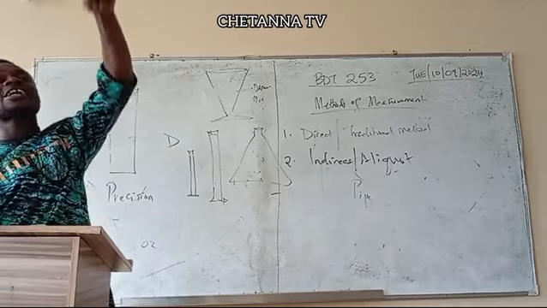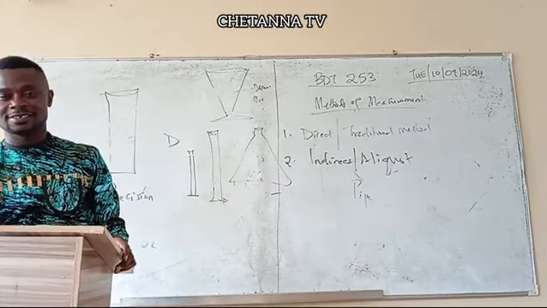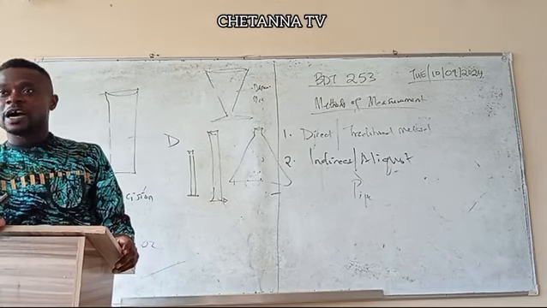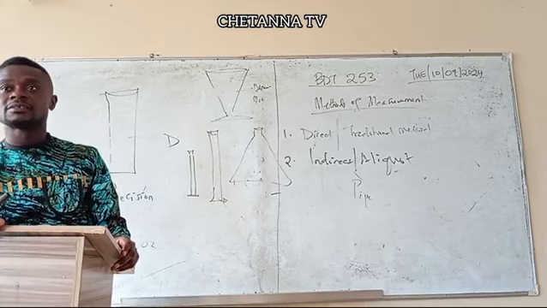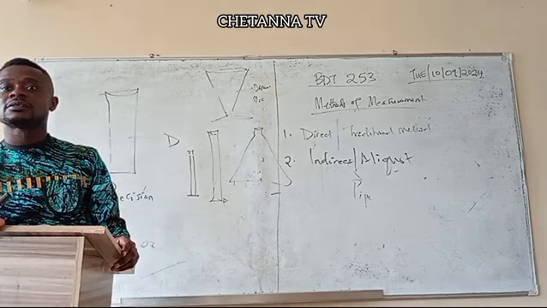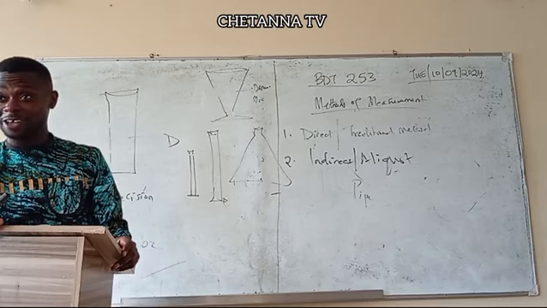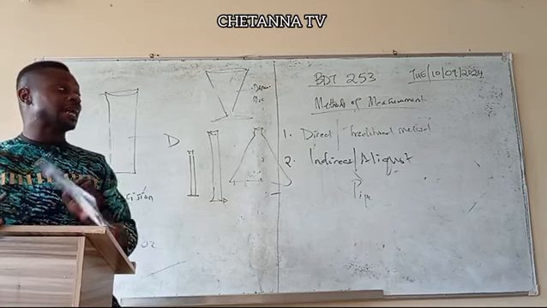Okay, only one person wants to answer. The right hand pan is for the ingredient. The left hand is for the weight. Are you sure? Yes. Okay, we are talking about weighing balances now.